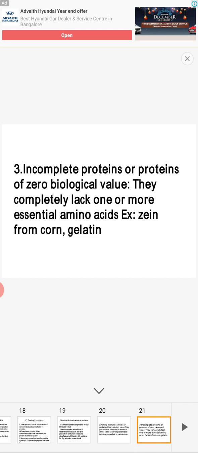Third one is incomplete protein, or protein with zero biological value. They completely lack one or more essential amino acids, that is zein of corn and gelatin. Those taking corn continuously find a deficiency of amino acids. So these are the complete classification of protein. Okay, thank you.